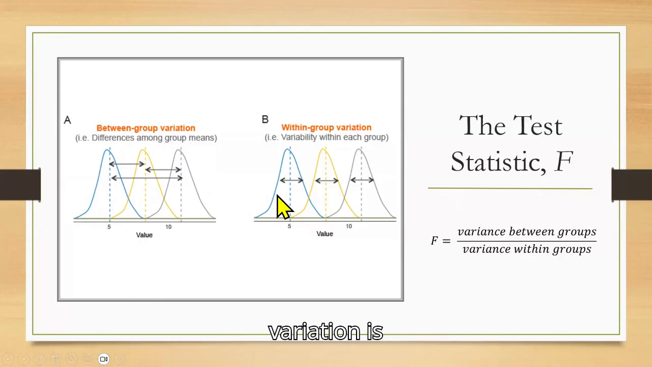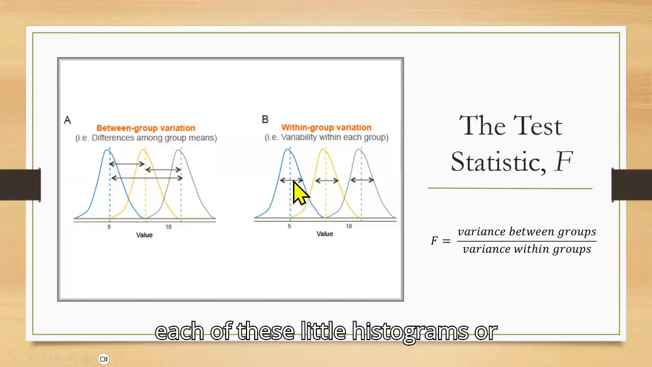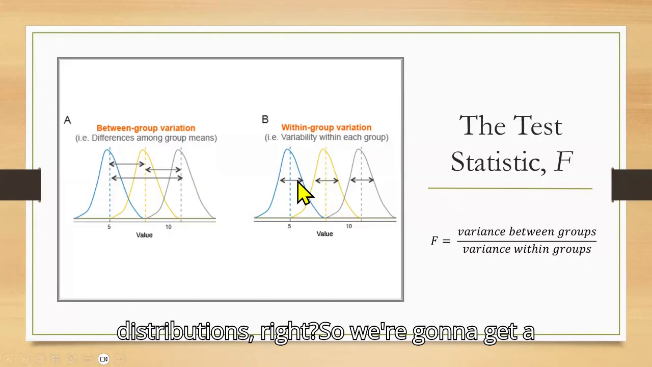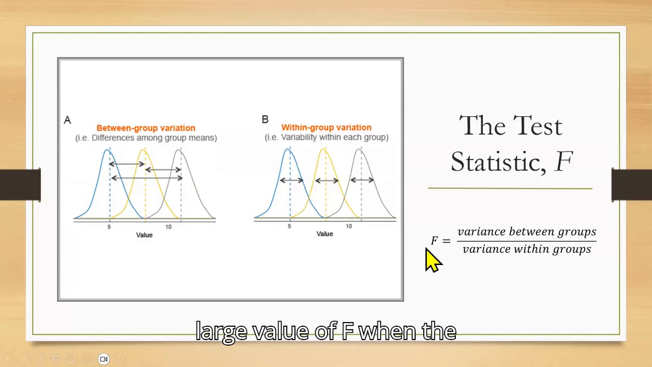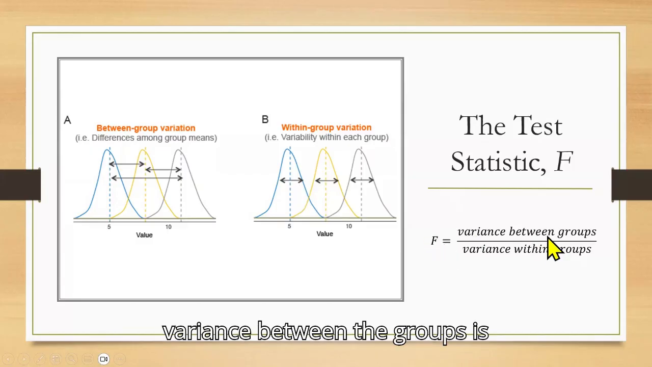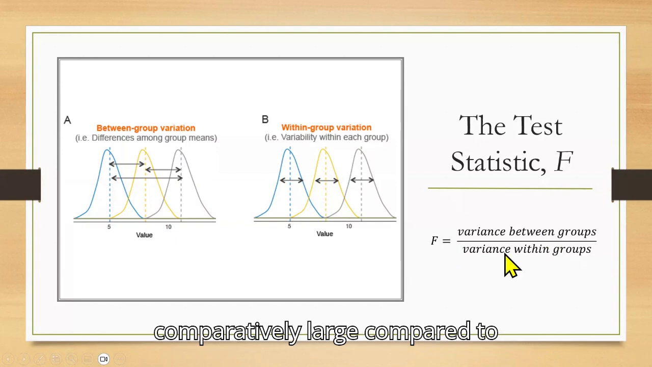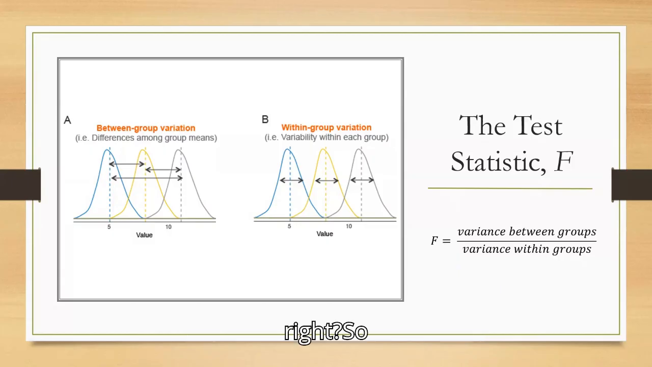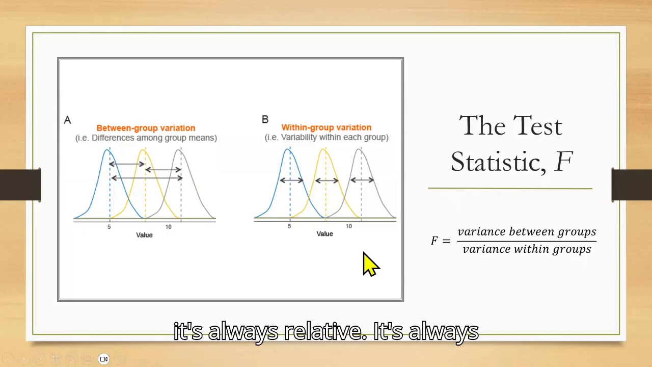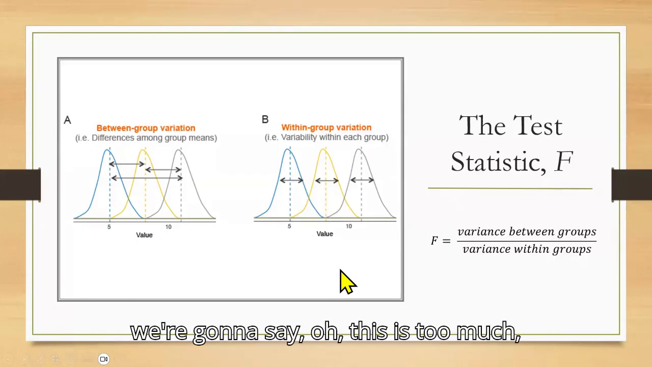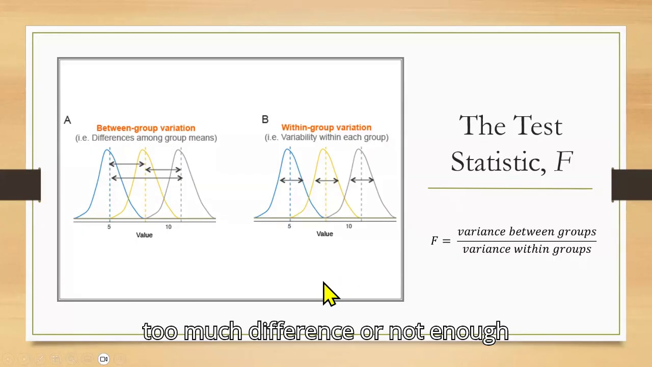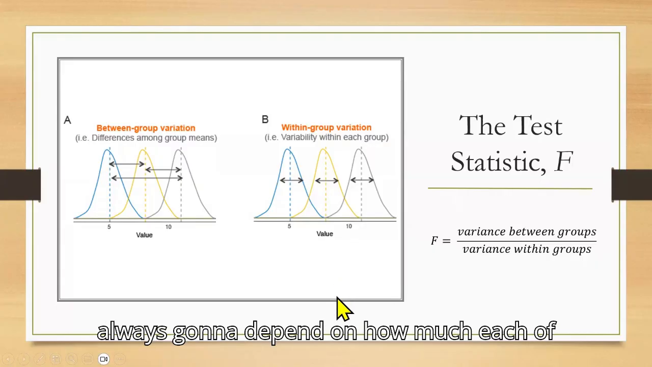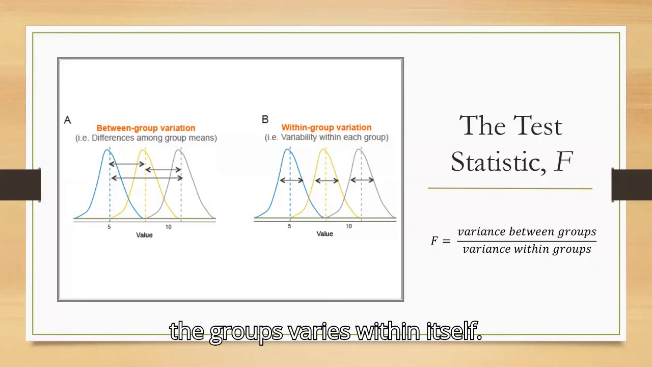Now, the within group variation is going to be like the standard deviation of each of these little histograms or distributions, right? So we're going to get a large value of F when the variance between the groups is comparatively large compared to the variance within the groups, right? So it's always relative. It's always relative. There isn't one set value that we're going to say, oh, this is too much difference or not enough difference between the means, right? It's always going to depend on how much each of the groups varies within itself.